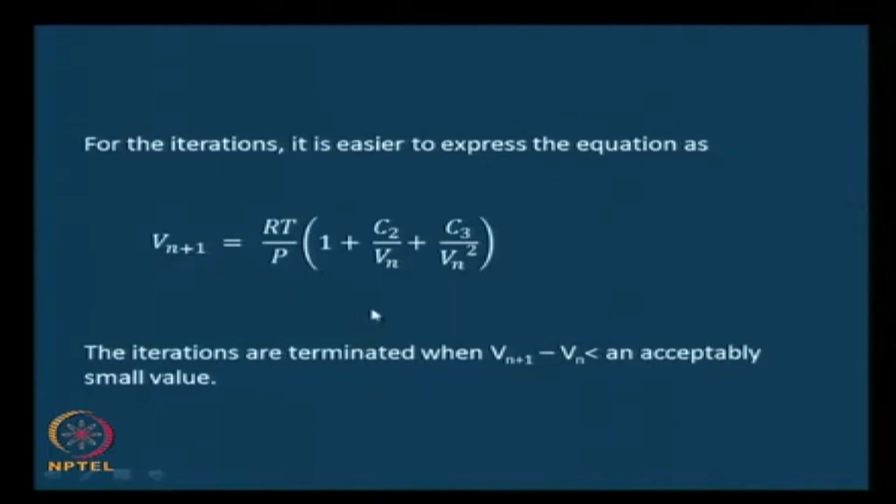Otherwise, V1 is substituted here to get V2, then the comparison is made, and if the error is small enough, the difference is small enough, we terminate it there, otherwise we keep going on. So, it is easy to write a program if we represent the equation in this form.